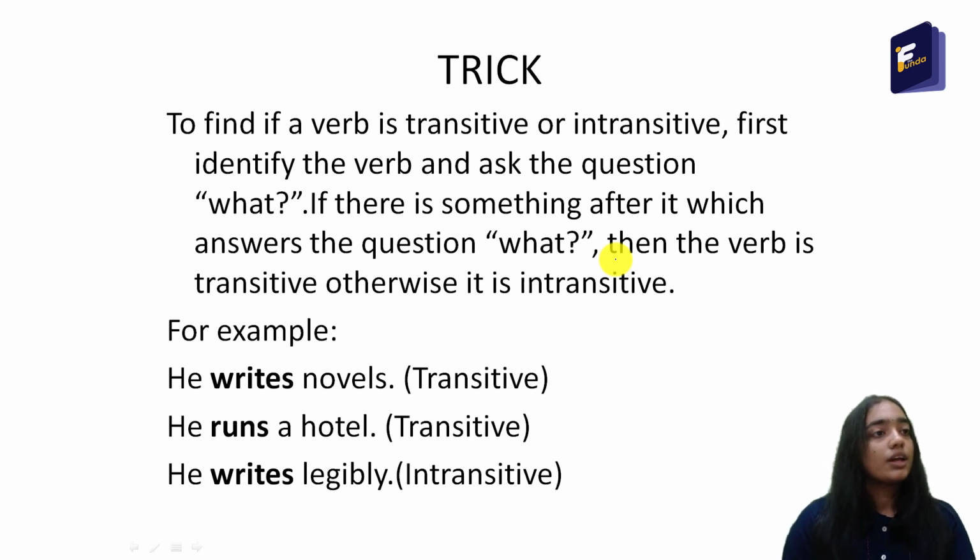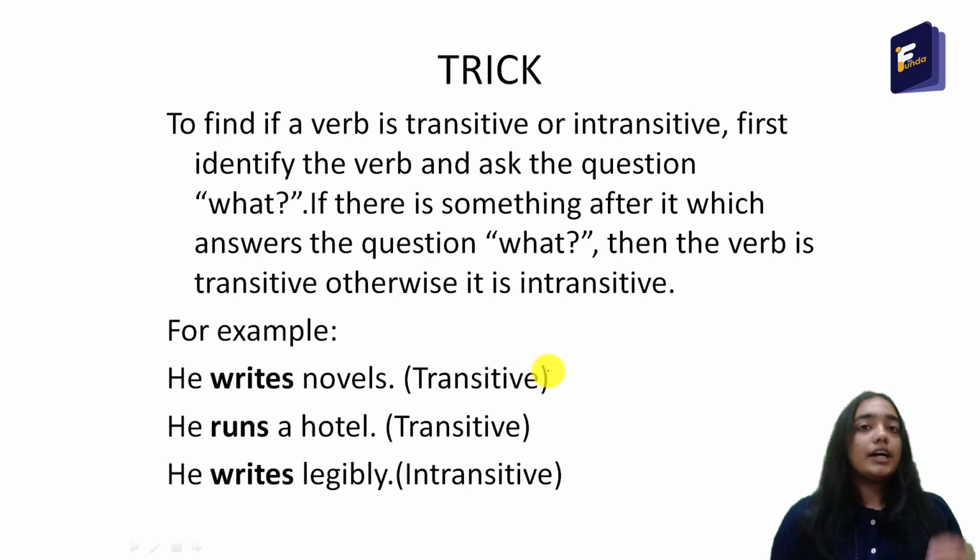For example, he writes novels. Whenever I see the sentence "he writes novels", I identify that writes is the verb. I have to ask the question, he writes what? There is something after it. The answer is novels. So that is why the word writes is transitive. The verb writes is transitive, and the answer to what is the object. So novels is the object.